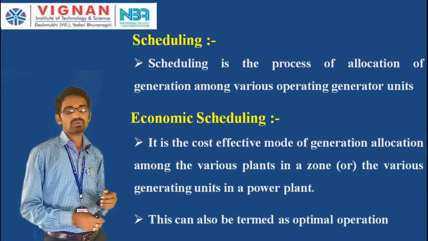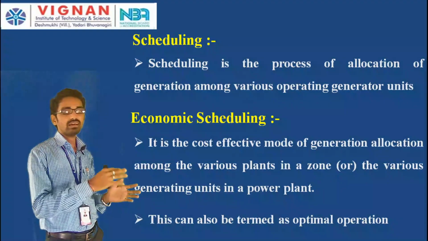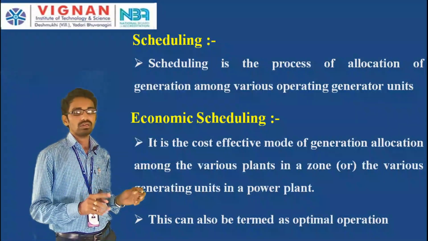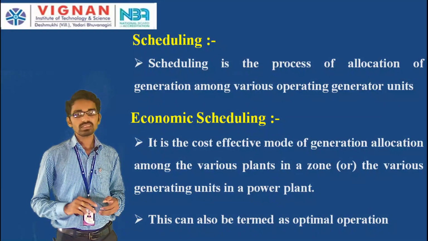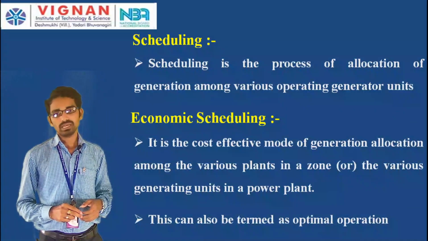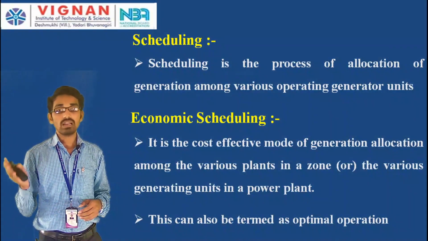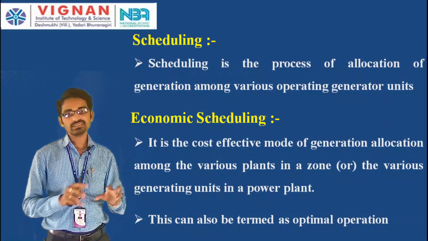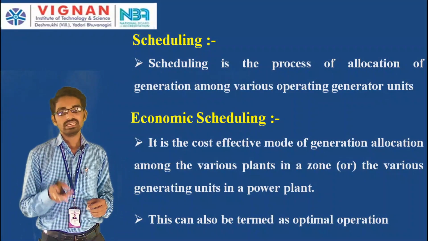The process of allocation of generation depends upon the demand. How are we going to allocate that particular amount of load among the various operating generator units? Let us consider that we have two 500 megawatt generators and a 900 megawatt load. How are you allocating these 900 megawatts of load between the two generator units in a particular generating station? How economically you allocate between these two generating units is the scheduling.